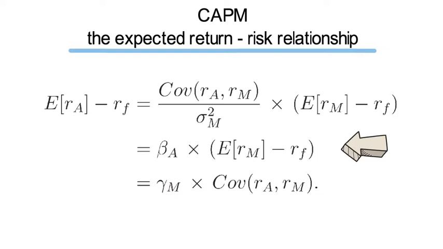And we can also rewrite that as saying that the expected risk premium of asset A is the risk aversion of the market times the risk contribution of asset A to the market, which is the covariance of RA and RM.